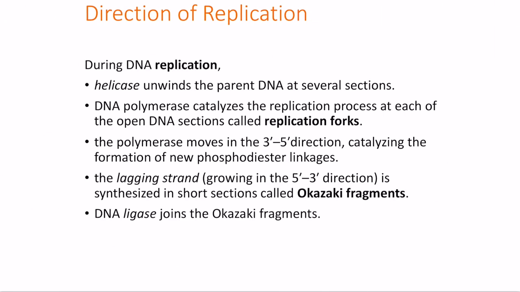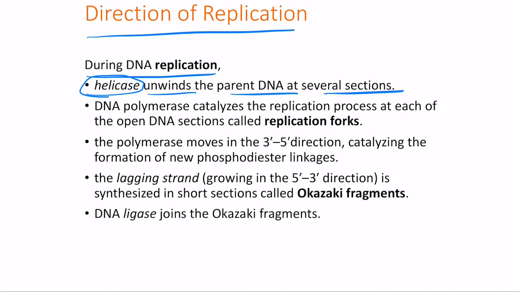Now the direction of replication involves, during the DNA replication, an enzyme that creates these replication forks. We call it helicase. So helicase is the enzyme that unwinds the parent DNA at several sections. So this is the one that unwinds the parent DNA. And the DNA polymerase is the enzyme that catalyzes the replication process. So think of it like replication forks. It starts cutting them up and attaching them to the new strand.